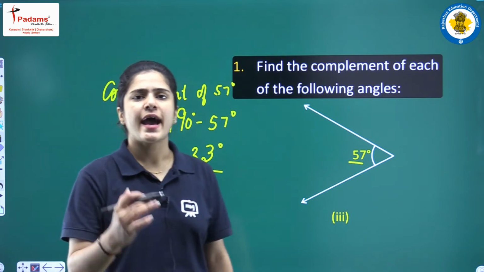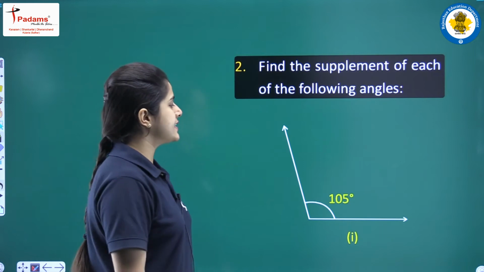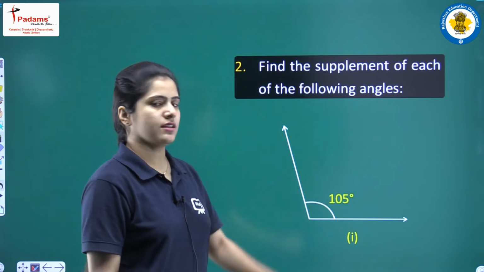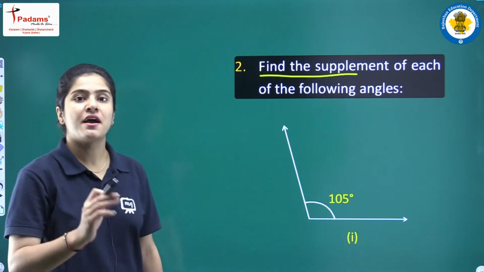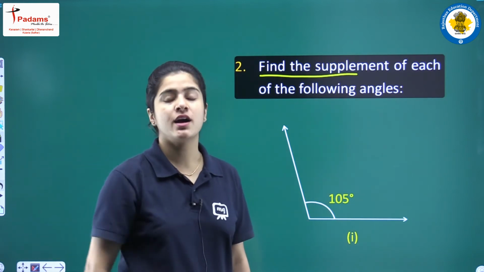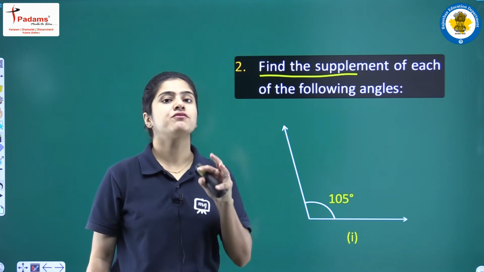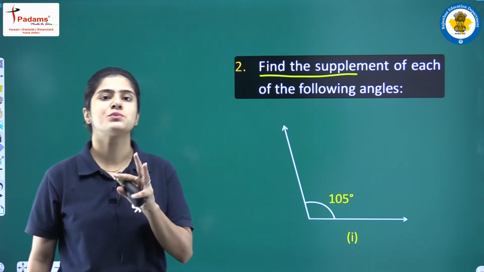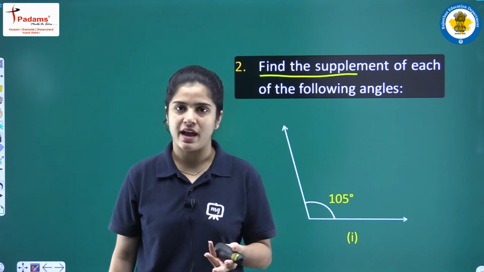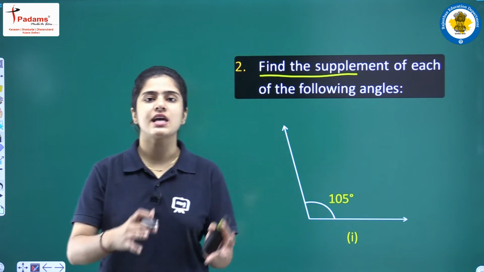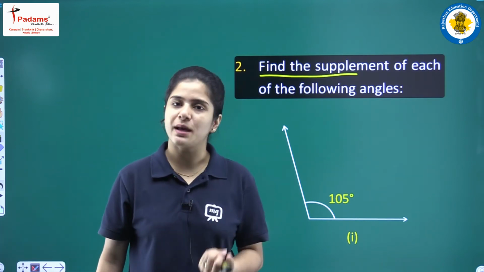Okay students, having a look at another part. That is 105 degree. But now we have to find out the supplement. What do you mean by supplementary angles, students? The sum of the measures of two angles when equal to 180 degree, those angles are called supplementary angles.